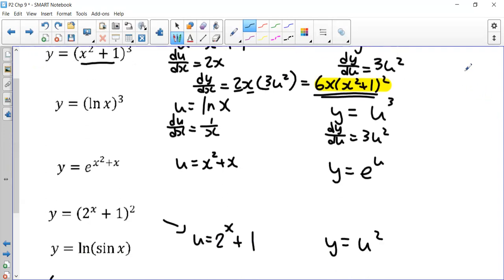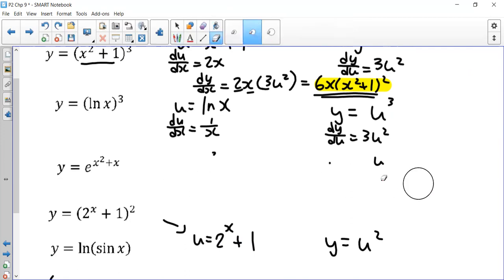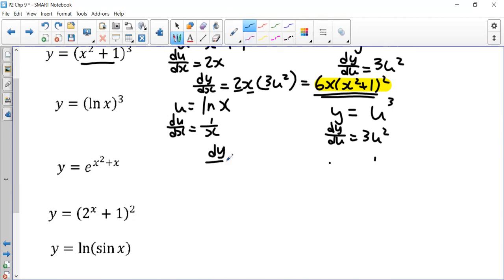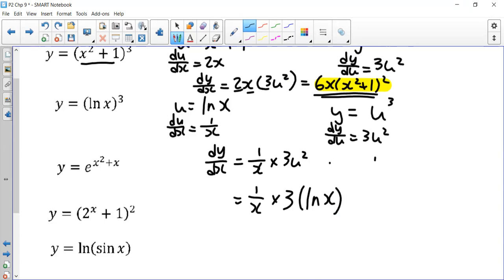Right, so question 2. I'm going to rub this off just to give me a bit more space. So question 2, to work out dy by dx, the derivative, dy by dx equals 1 over x times 3u squared. So which is 1 over x times 3, what's u? u is ln x, so it'll be (ln x) squared.